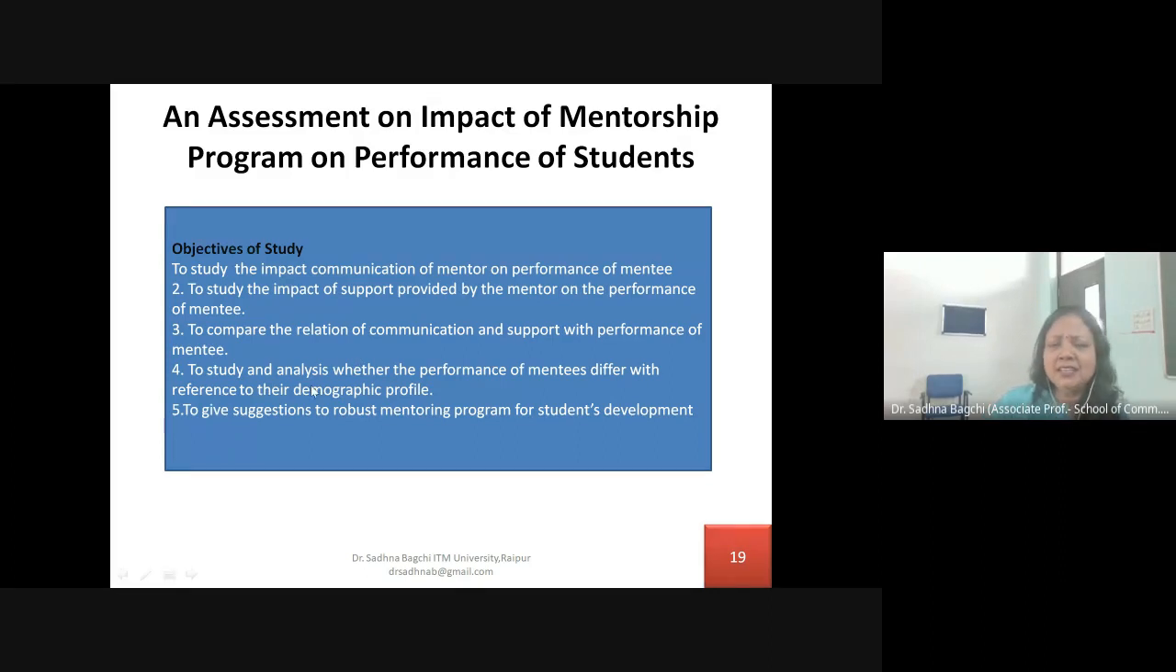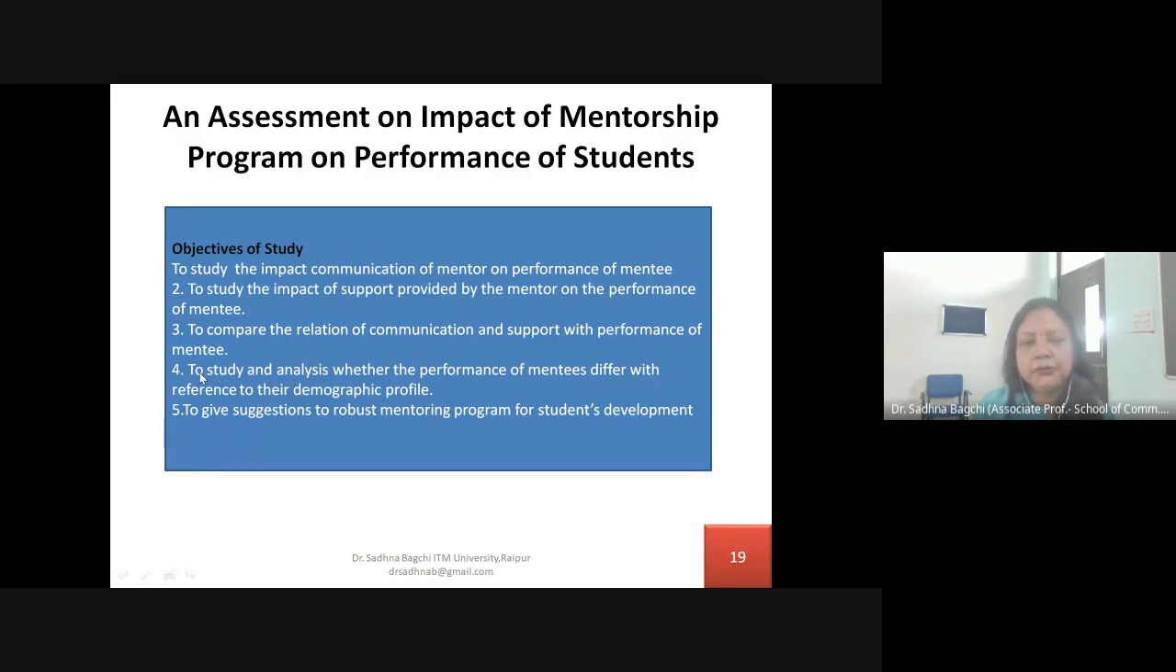To study and analyze whether the performance of the mentee differs with reference to the demographic profile. What does it mean? Here I'm going to check whether the performance of mentees differs: if the mentee is male, is the performance different? If the mentee is female, is the performance different? Is gender, is qualification playing a role on the performance? Is experience playing a role in the performance? The demographic profile you take, such as gender, age, marital status, qualification, experience, occupation, is called the demographic profile. So are these types of variables playing any role in the performance, meaning showing a difference in the performance of the mentee? That is what I'm going to study.